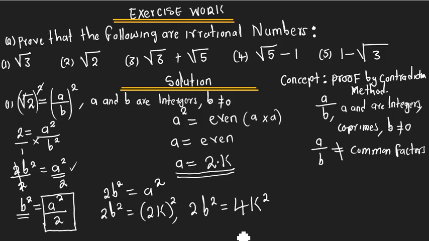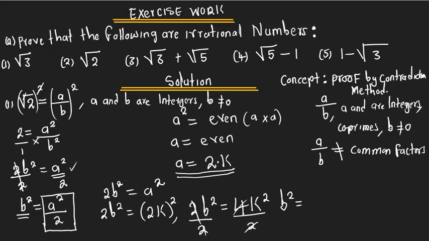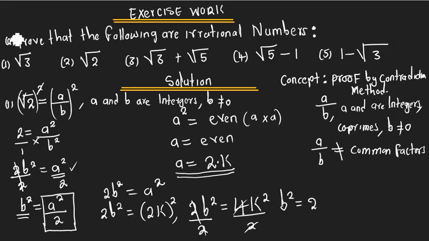Then from there, I can divide by 2, and after dividing by 2, I'm going to get b power 2 is equal to, sorry, this and that can cancel, I'm going to get a 2. So this is going to be 2k power 2.